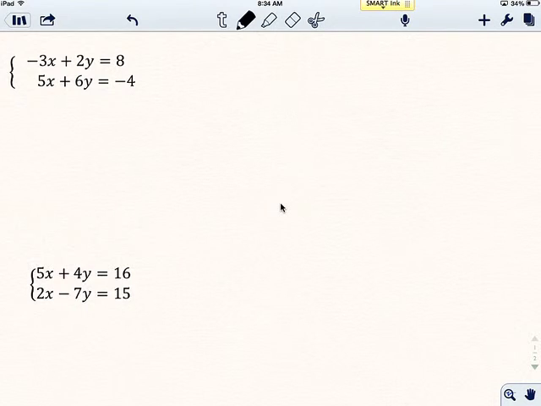And if I look at 3 and 5, it's not easy to change a 3 to a 5 or a 5 to a 3, so let's not mess with that one. But when I go to 2 and 6 here, I see that I can change a 2 into a 6 fairly easily. So I'm going to put my parentheses.